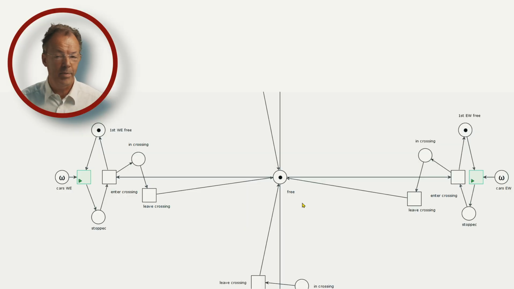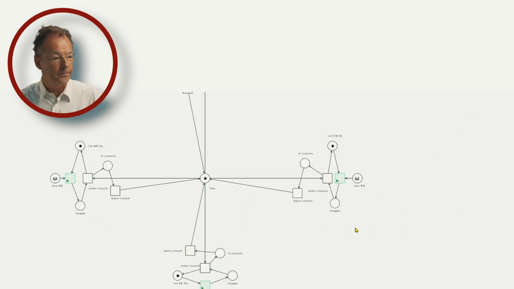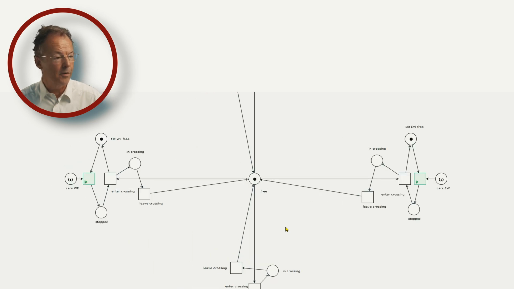Here you can see the Petri net, or part of the Petri net we have used for modeling the always stop. And there are four parts that are identical. On the left-hand side, we have cars from west to east. On the right-hand side, we have cars from east to west. And we also have cars from north to south and from south to north.